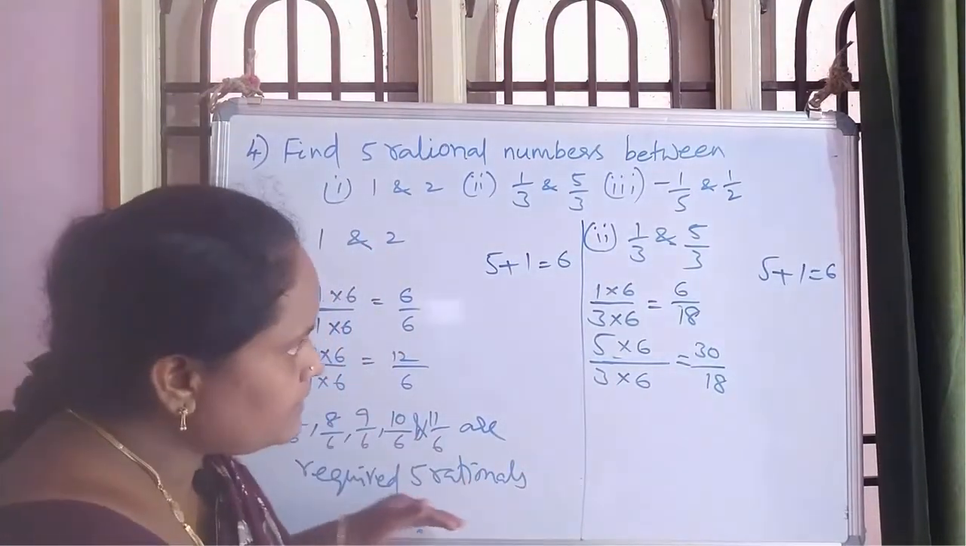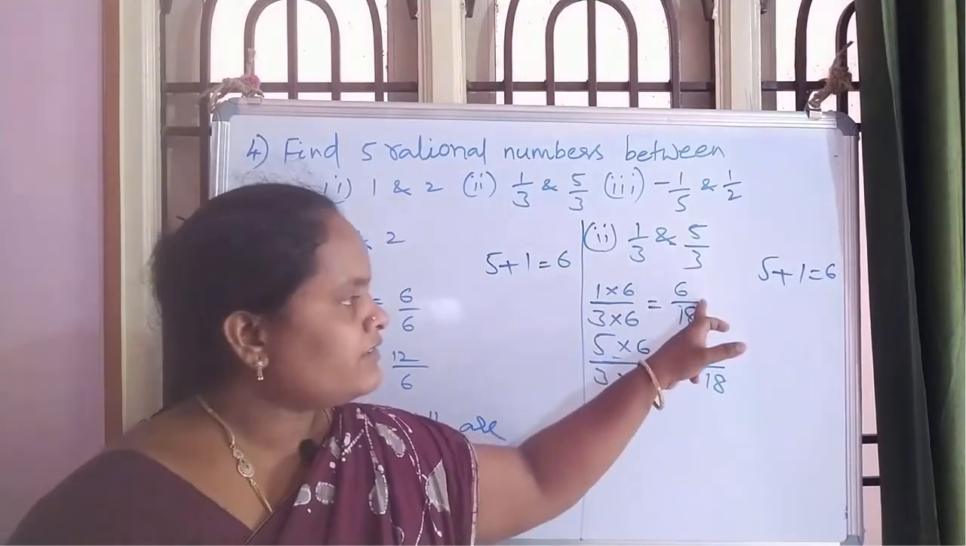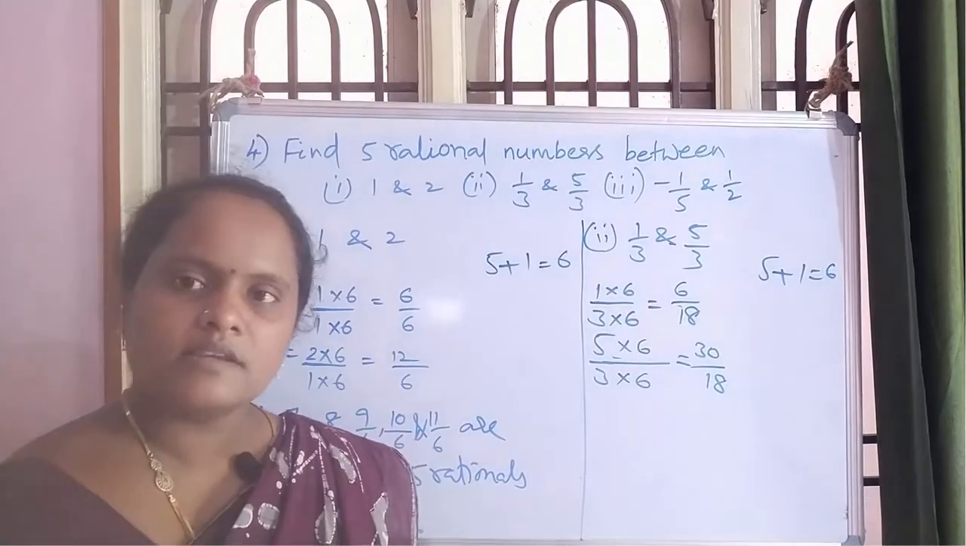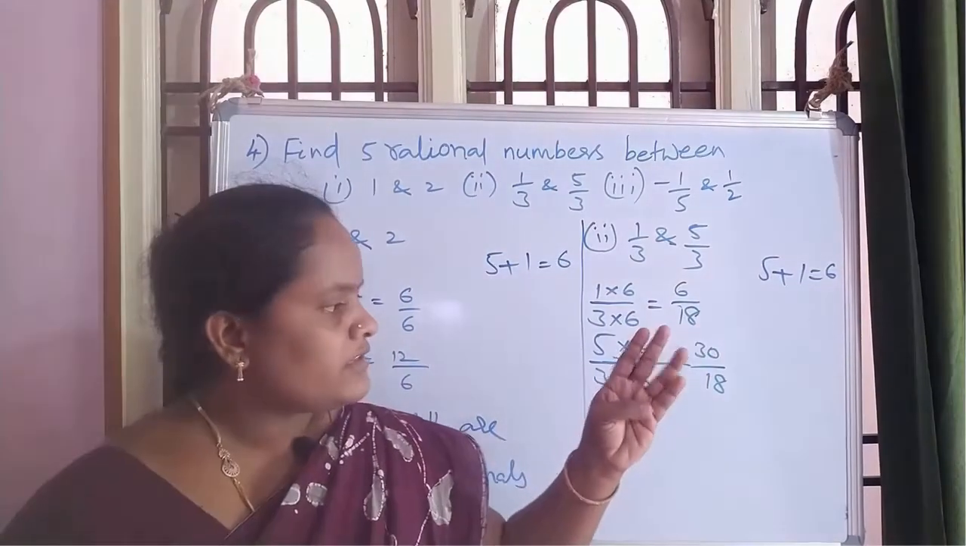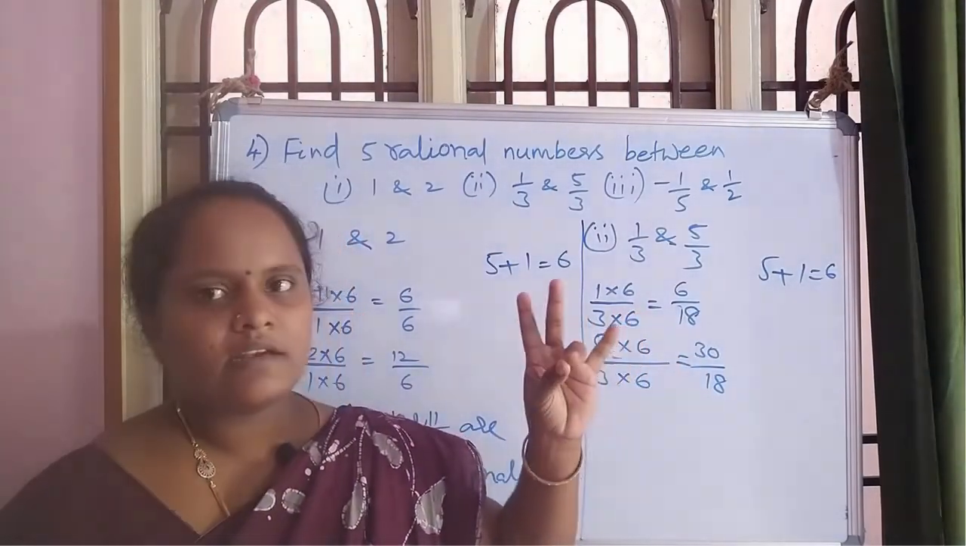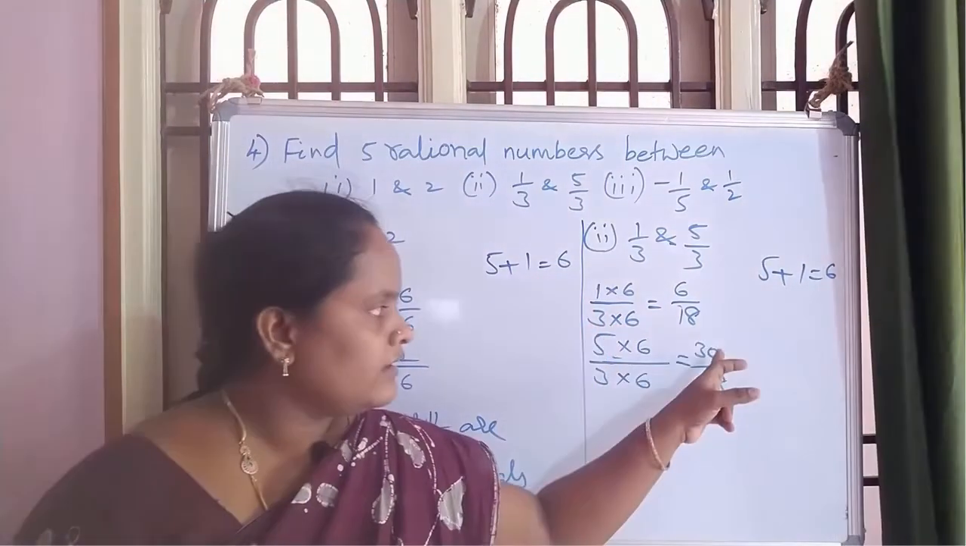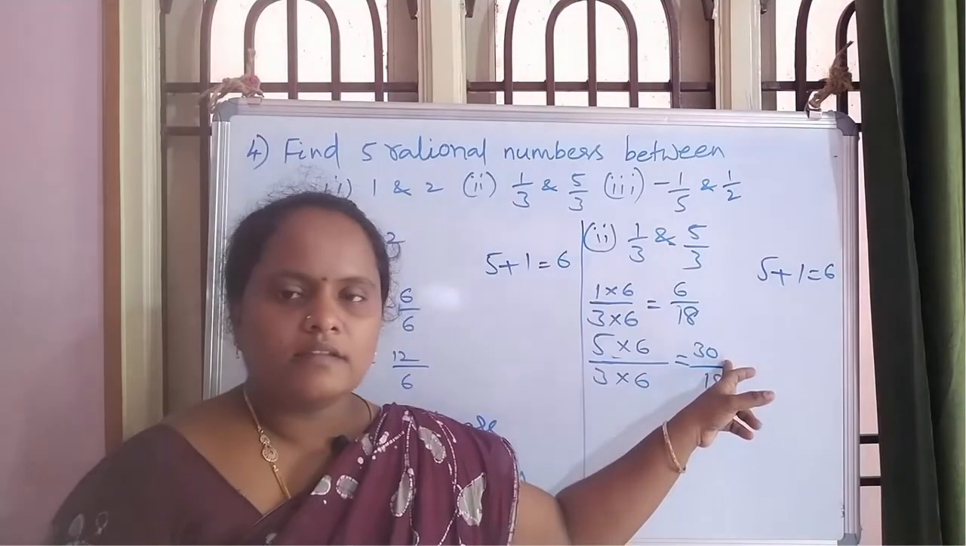If I represent these numbers on the number line, after 6 by 18, what is the number? Next number will be there 7 by 18. Next 8 by 18. So how many will be there? 7 by 18, 8 by 18, 9 by 18, 10 by 18, 11 by 18, 12 by 18, 13 by 18 till I can write 30 by 18.